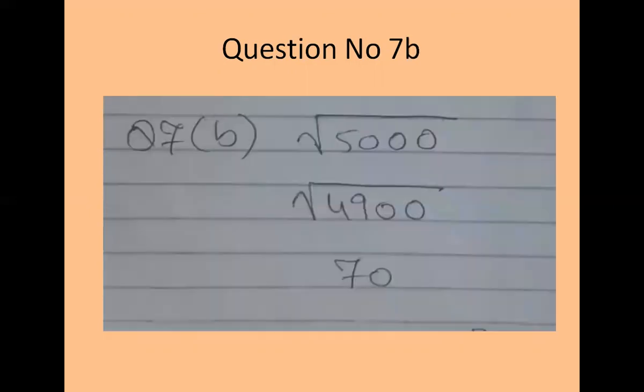Okay. The B part is, he says, estimate the square root of 5,000. We don't know what the square root of 5,000 is, but very easily I can find the square root of 4900, because the square root of 49 is 7, and for the 2 zeros, the square root will be 10. So you get 70. So that's the answer.